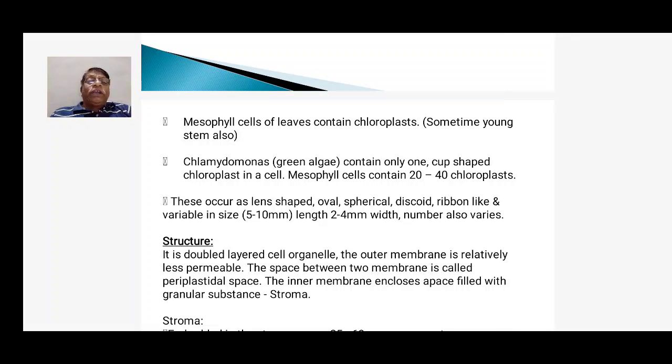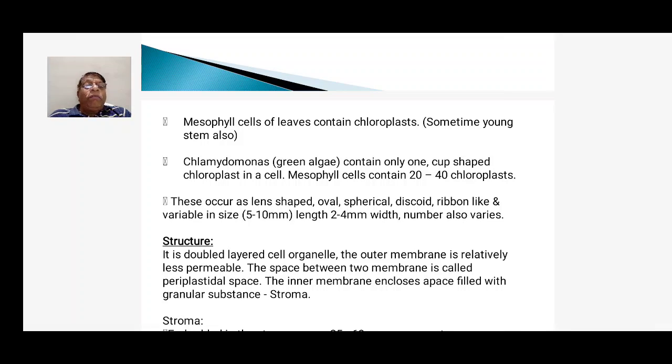Where do you come across the chloroplast? I already told you the chloroplasts are normally present in the green part of the plant body. That is, the mesophyll cells of leaves contain chloroplast. Sometimes young stem also contains chloroplast. Now we see grass. Grass stem appears green color. Why does it appear green? Because of the chloroplast only. A sunflower plant looks green when it is small. What is the reason? Because of the presence of chloroplast even in the stem. Okay.